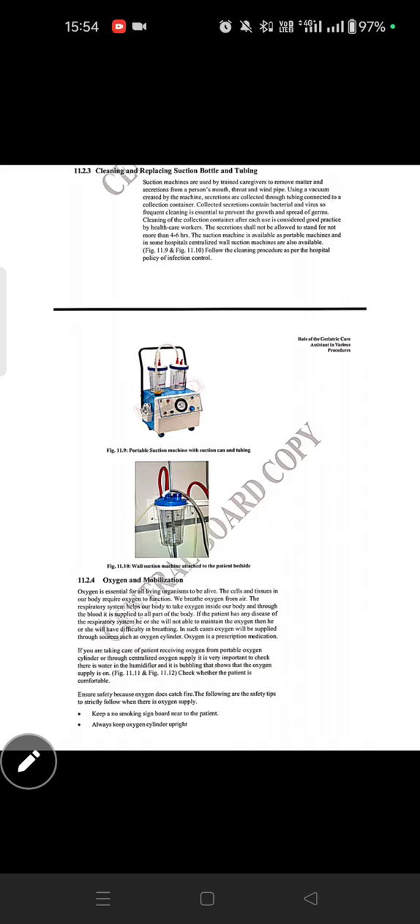Because if you are collecting suction secretions or sputum, it will get infected easily. So we should always keep it germ free. Then oxygen and mobilization. Oxygen, everyone knows oxygenation. For mobilization, there is a portable O2 cylinder, then a wall based O2 supply, then we have the bedside holder. Usually oxygen is given as room air or through an O2 mask. So like this.